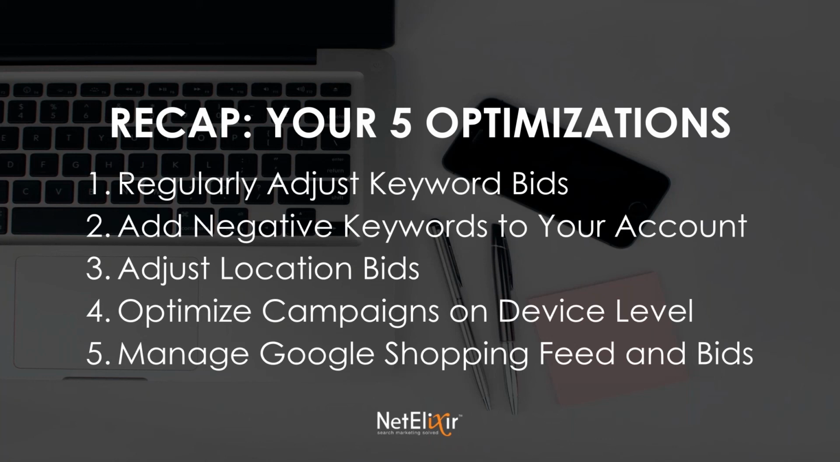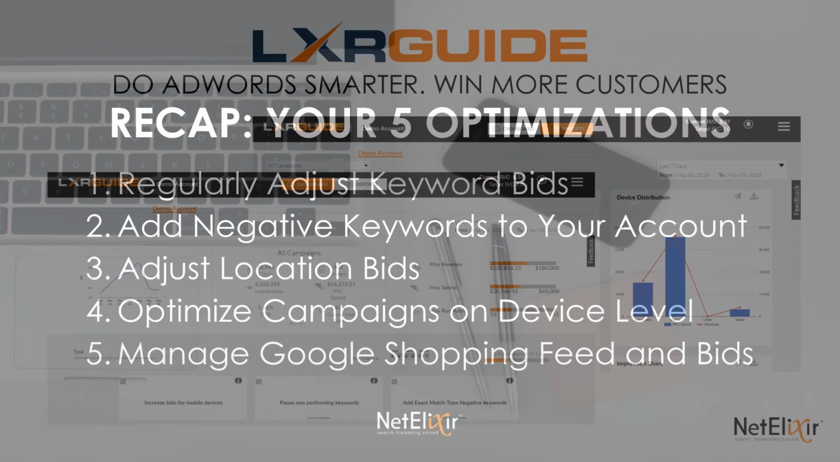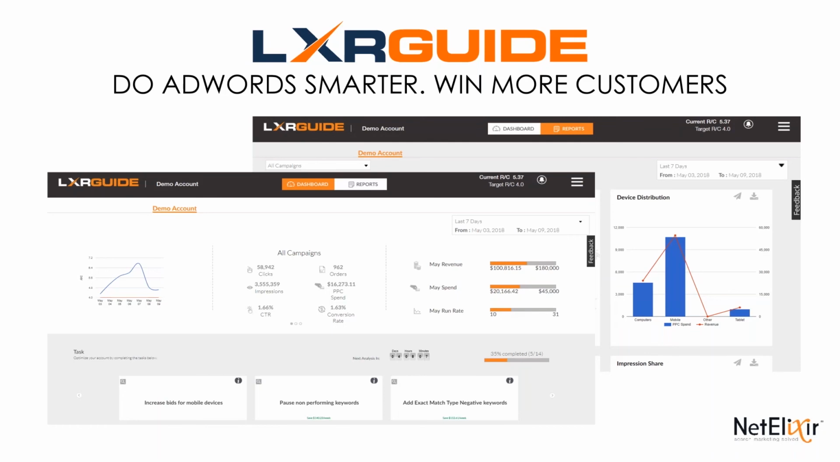Okay, perfect. So Elixir Guide utilizes machine learning to make recommendations for your AdWords account. It automatically reads the data and generates the tasks we discussed earlier. It's simple. You log in, read the recommendations, and with a few clicks of a button, these changes will post to your AdWords account.